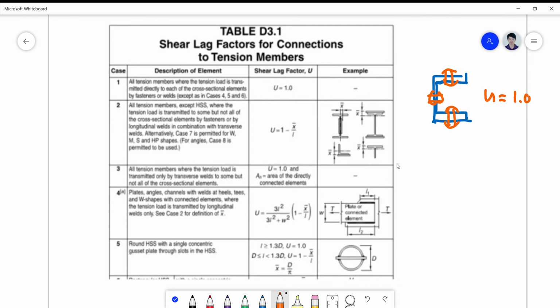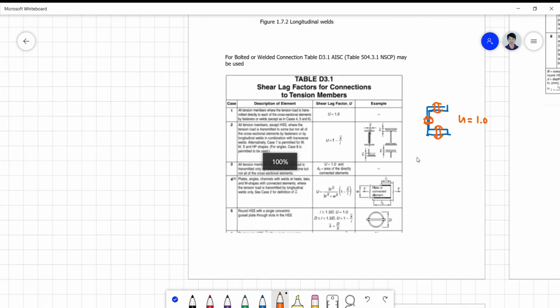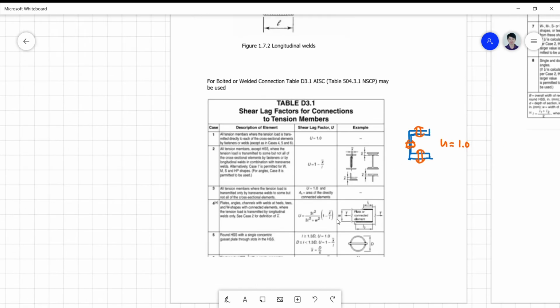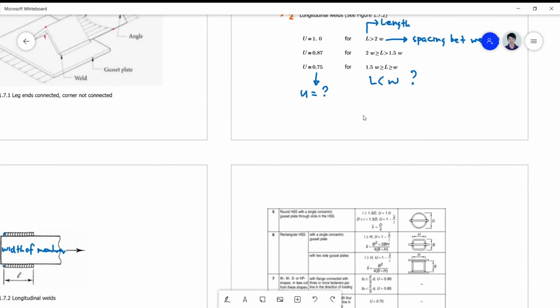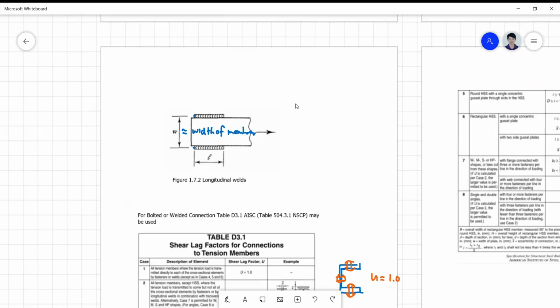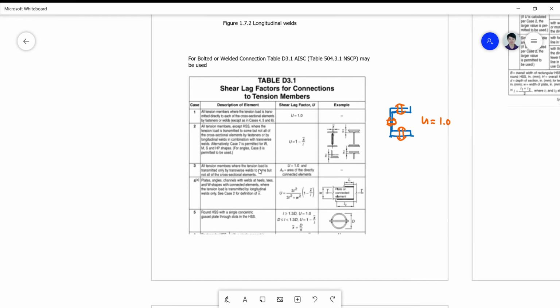So yun yung example ko kanina dun sa, anong tawag doon? Leg natin. Ayan, yung leg ng angle bar. Ito. Okay, so the effective area is equal to the area of the leg that is welded. Okay, so yung number 3 pertains to that.